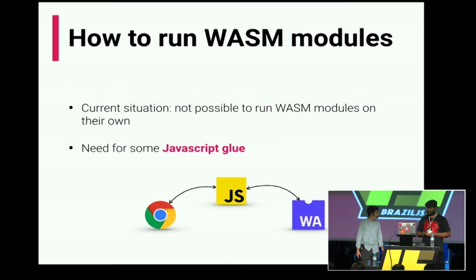Currently, WebAssembly modules cannot run on their own in the browser. This is actually expected to change when ES module support comes to the browser, and when this happens, you will be able to run WASM modules like ES modules. Just import type equals module, and it will work. But for the moment, you need to fetch a WASM file from your JavaScript, add some JavaScript glue, and run your WebAssembly program from JavaScript.